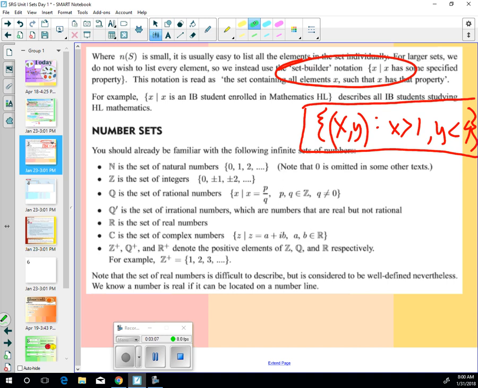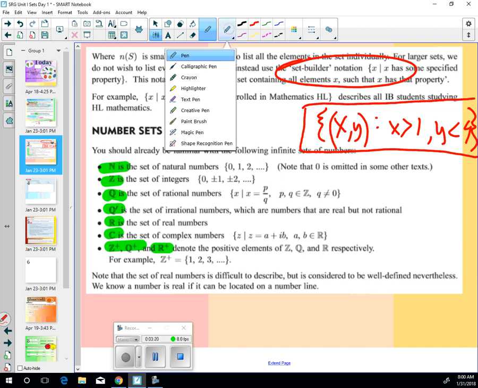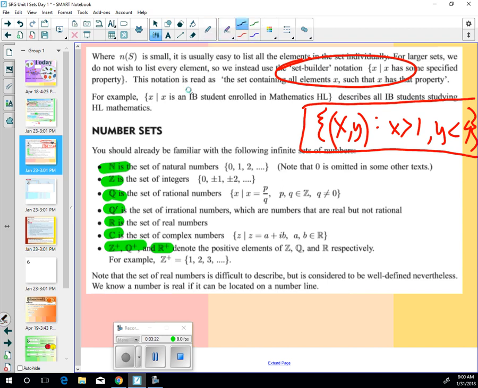Just want to mention real quick that we have some number sets. All of these I want you to be aware of. Probably the one that's the most important is this N, the natural numbers. The reason that's important is I've always seen the natural numbers as 1, 2, 3. And so when we're looking at what IB or this book is doing, they're saying the natural numbers are 0, 1, 2, 3, and so on.